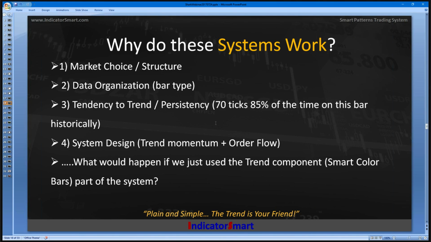And when we can get a stat like this guy right here, 70 ticks 85% of the time historically, we know we're really stacking some serious stuff in our favor. So, why else? Just the system design. The system design is based on a really solid premise, starting from organizing the data to the structure of the market within the framework, the capacity for managing risk and everything else. So what would happen if we just used the trend component of this system that we designed last time? We're going to take a look at that in a few minutes.